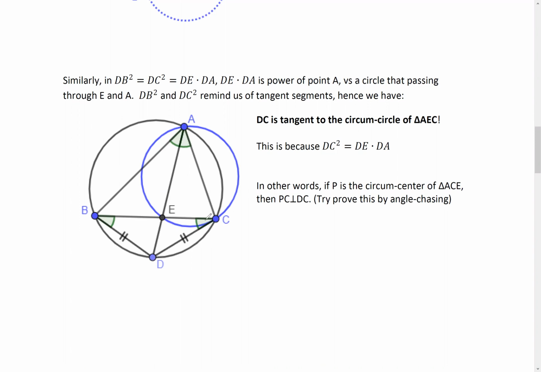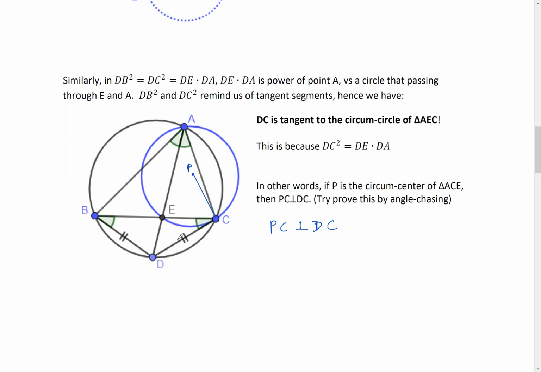Now, if DC is a tangent, it means that if the center of this circle is point P, suppose, okay? So if you draw this radius, then it's supposed to be perpendicular, right? If P is the circumcenter of triangle AEC, and you connect PC, then PC should be perpendicular to DC, if you claim DC is a tangent, right?